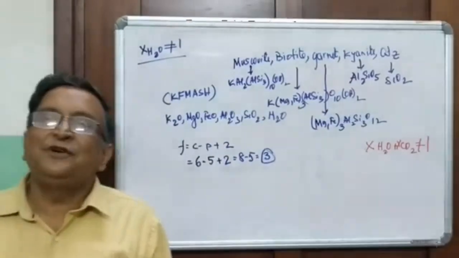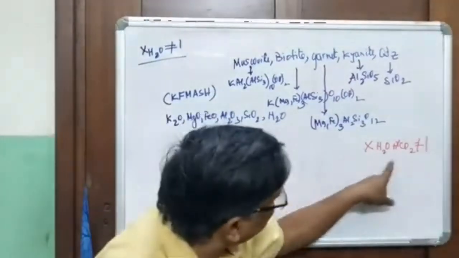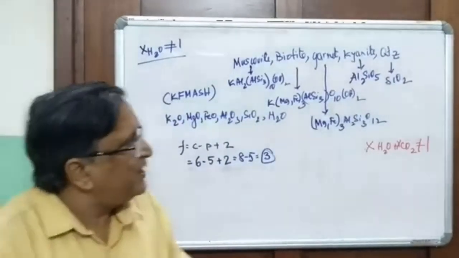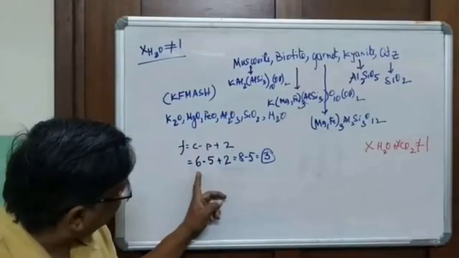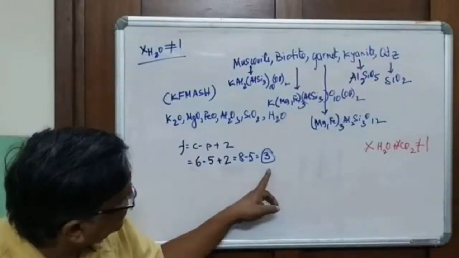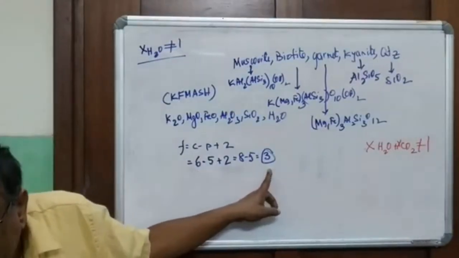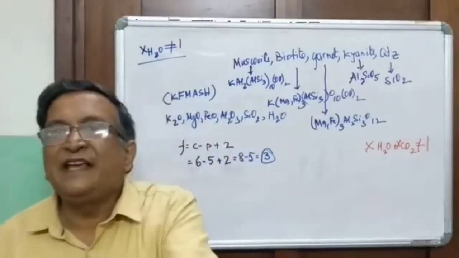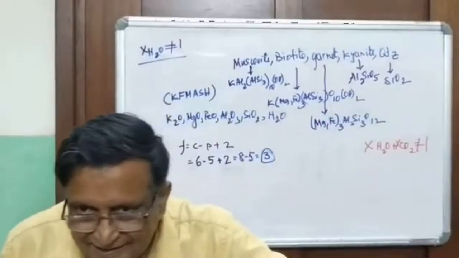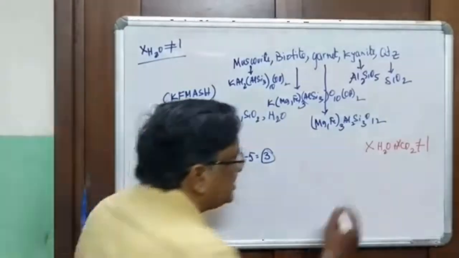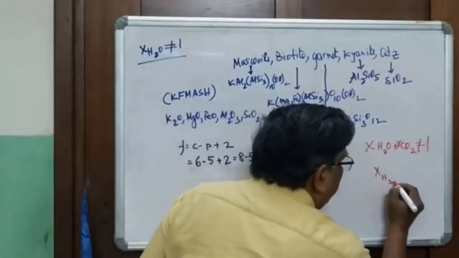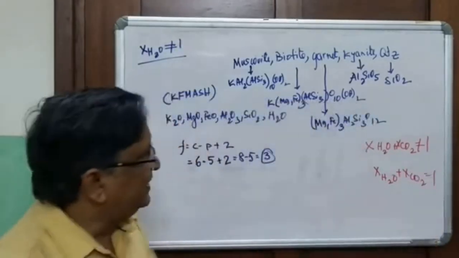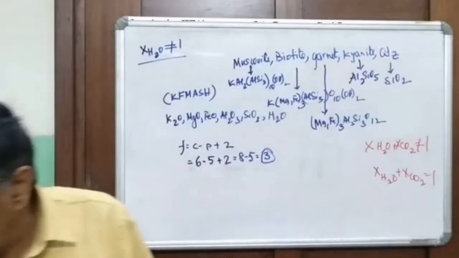Why? Because you did not consider fluid. Because if this is the situation, then you don't have a fluid as a phase. So it's not equal to 1. So it would have been 7 minus 5 plus 2. It should have been 4. Why? Because here XH2O and XCO2 are both variables. But when you write XH2O plus XCO2 is equal to 1, then 1 is a variable, not both.